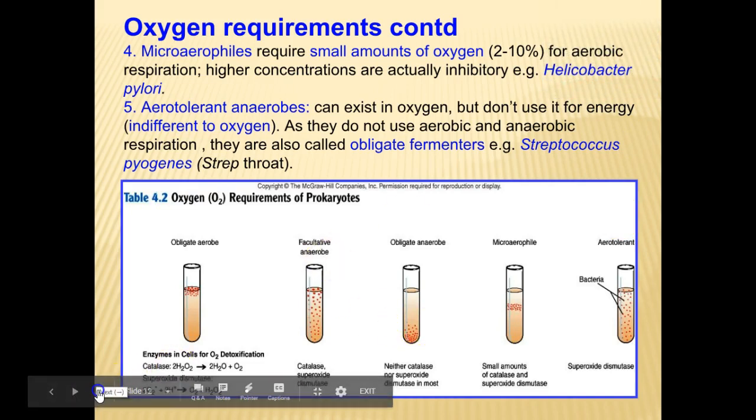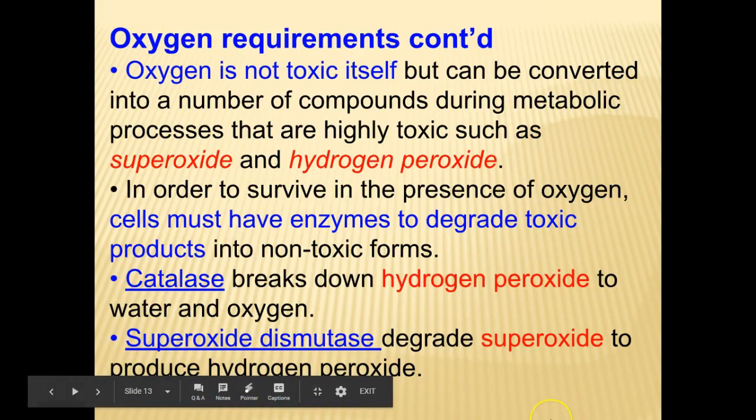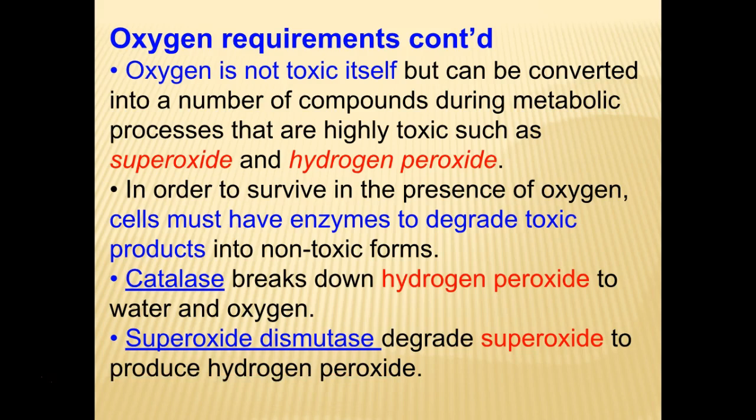So what I'd like to do is then look at the reasons why. Why is it that oxygen can become so toxic to some microorganisms? Oxygen itself is not toxic, but it can be converted into a number of compounds during metabolic processes that are highly toxic, such as superoxide and hydrogen peroxide. I'm guessing one of those just rang a little bell in your head. And I want you to think back.